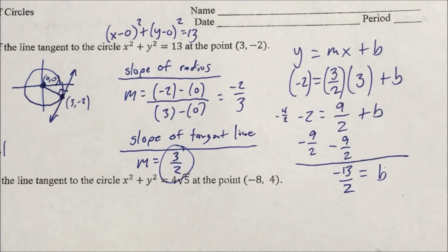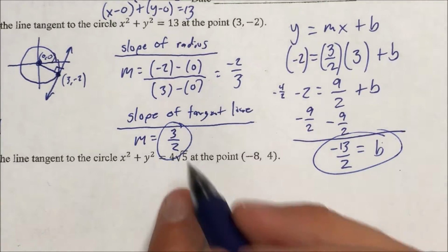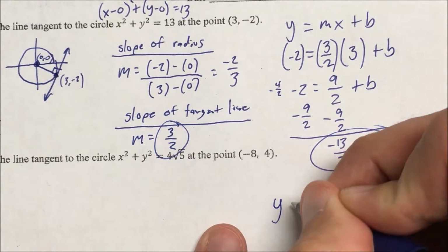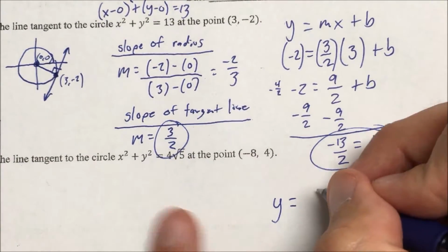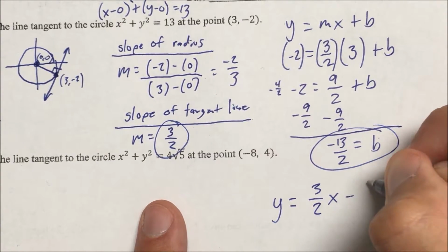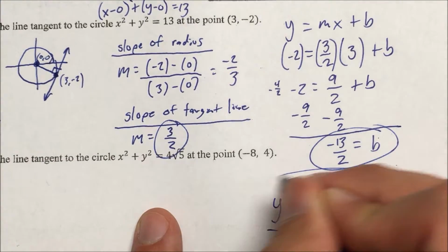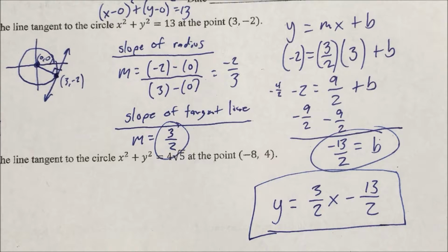So we're bleeding over into the next problem here, but that's okay. So I've got my y-intercept now, and I've got my slope. So that's easy enough. I can say the tangent line is y equals mx, so that's 3 over 2x, plus b, so that's negative 13 over 2. So that is my tangent line, the equation of my tangent line.